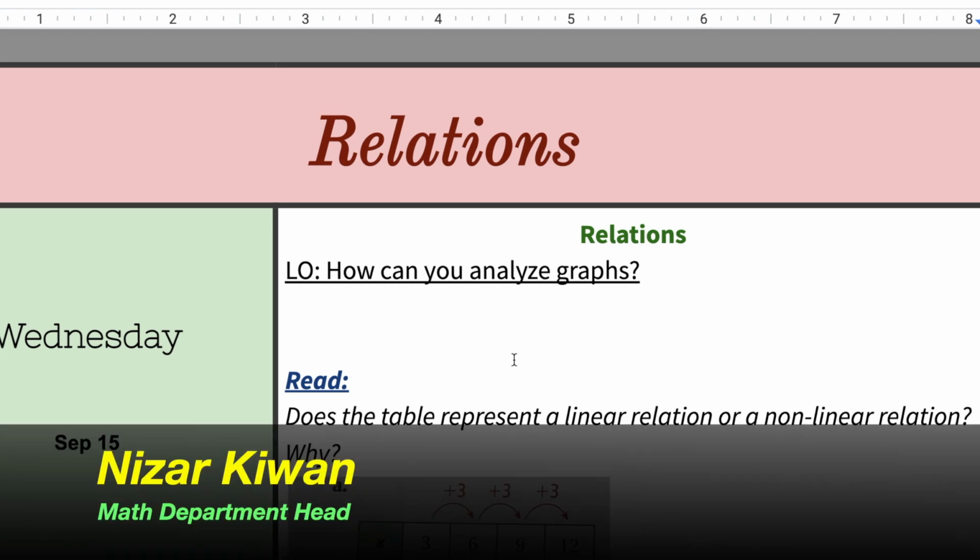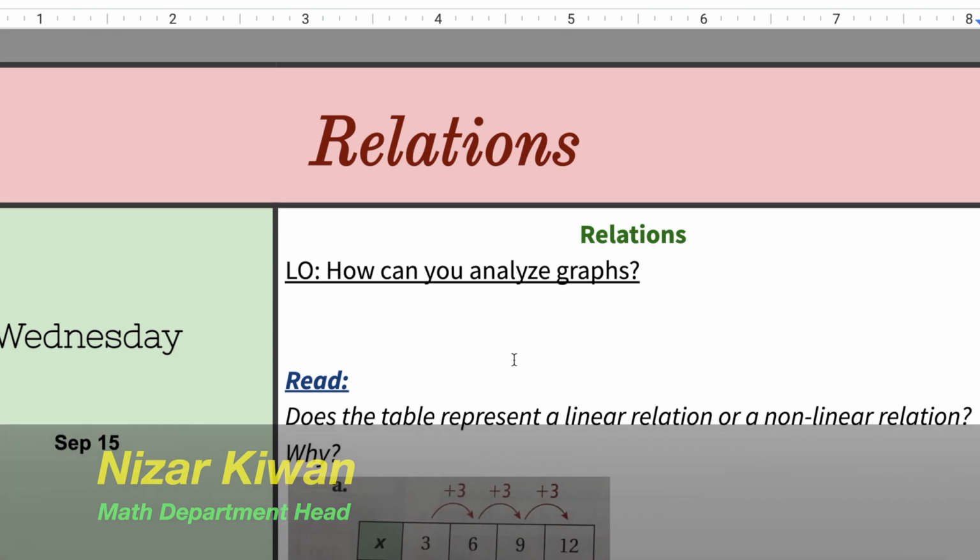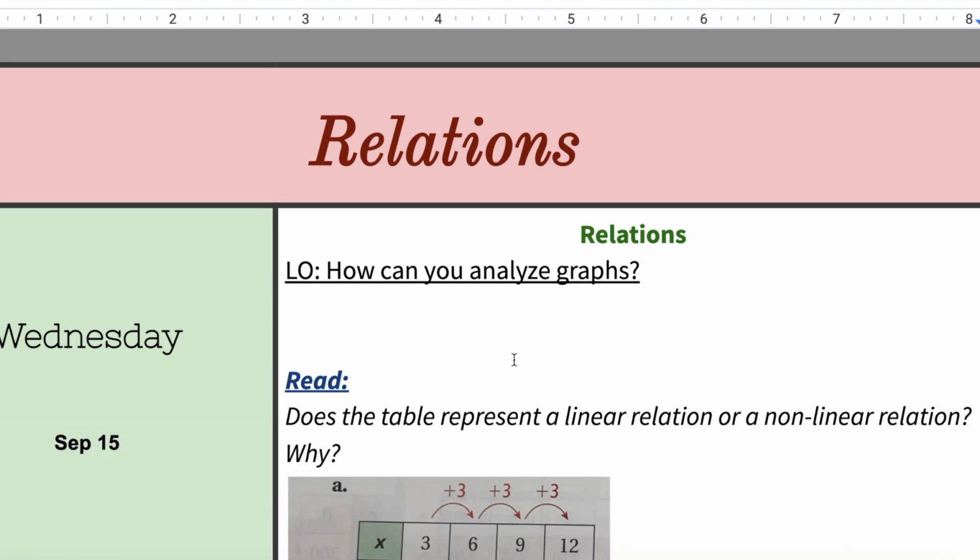Today I want to start with functions, which is a very huge field in mathematics. It's really important for Algebra 2, Pre-Calculus, Calculus, and your life. Let's start with a basic idea, relations.